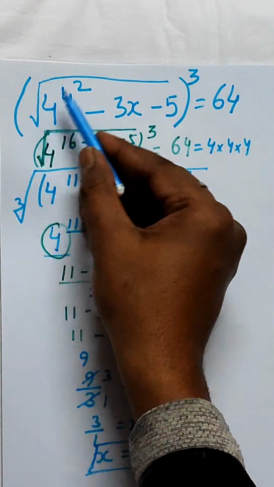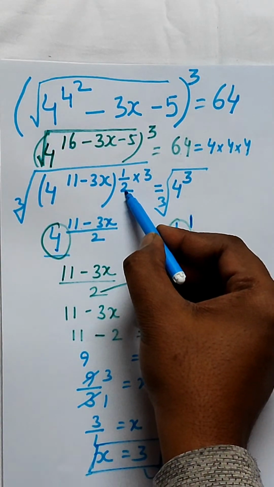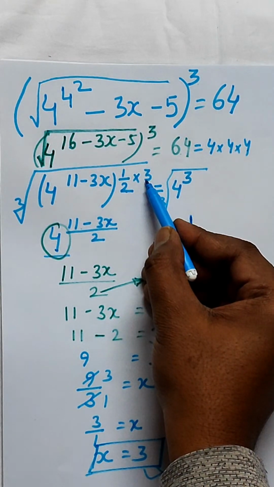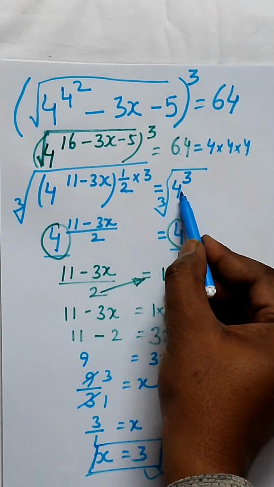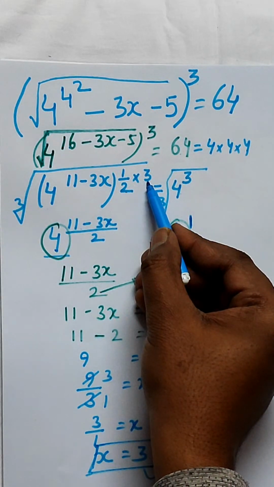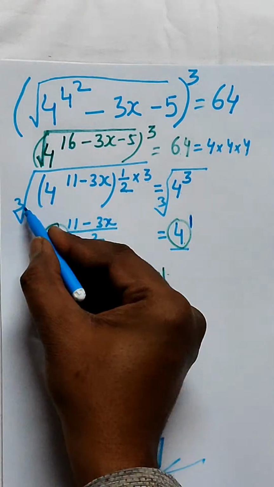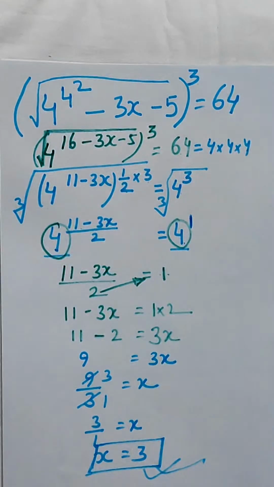We know that root can be written as power 1 by 2. In the exponent it is 3, so 1 by 2 will be multiplied by 3. Here you can see into the LHS and RHS we are getting numbers in the form of cubes. So that's why we have taken cubic root on both the sides.